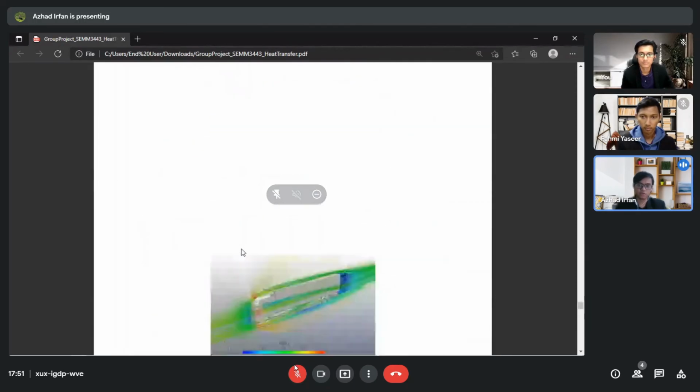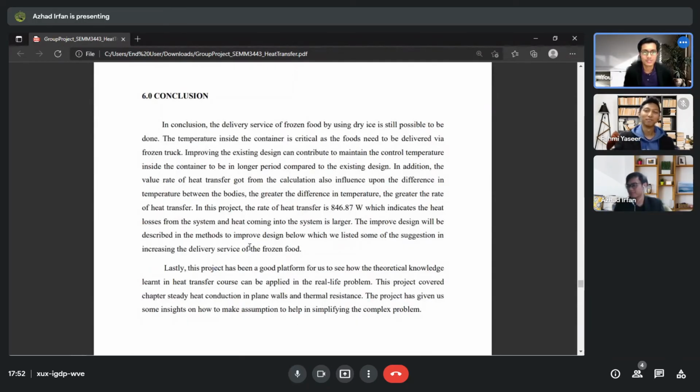So we move on to the conclusion of our presentation. In conclusion, the delivery service of frozen food using dry ice is still possible to be done, but we need to improve the design, like what we have presented between case 1 and case 2. Case 1 is the existing design, and case 2 is the improvement of the existing design, where we add an insulation layer, and it helped a lot in reducing the rate of heat transfer between the inside and outside of the container.